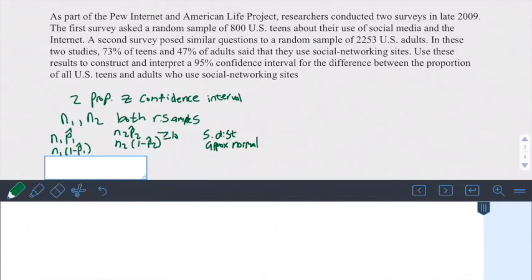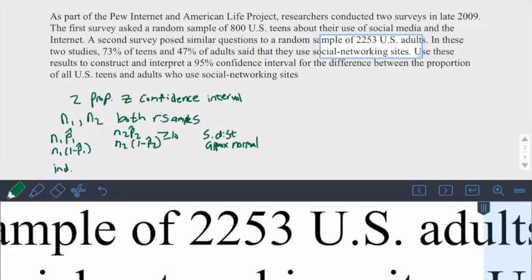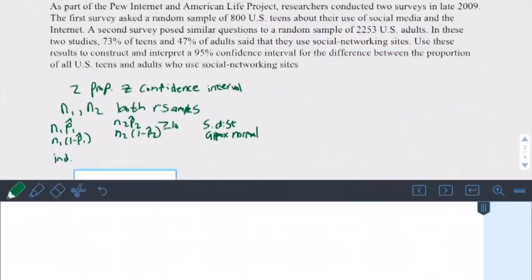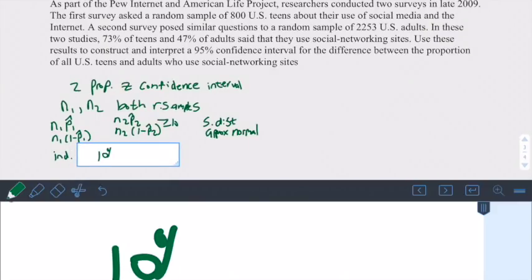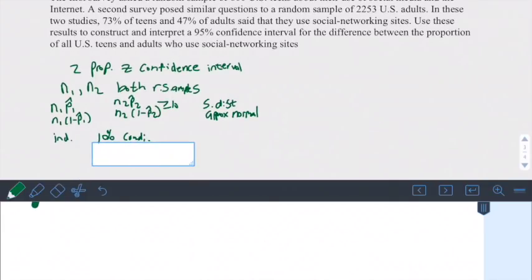Then we need our independent condition. Well, 800 is less than 10% of all U.S. teens, and 2,253 is less than 10% of all U.S. adults. Okay, you guys can write all that out. Let's save time, and now we're just going to do it. Our calculator will do the rest for us.